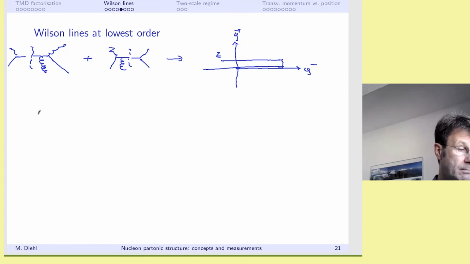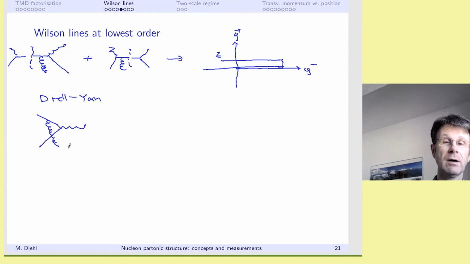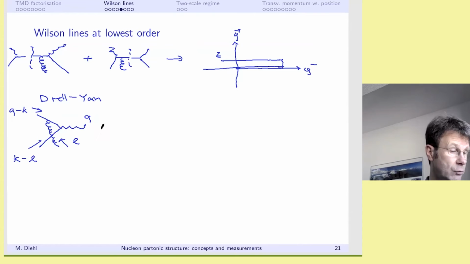What I will not show you, except very briefly, is what happens if you repeat the same thing for Drell-Yan. So this was for SIDIS, and the Wilson line points to plus infinity. It's not difficult to see how that calculation changes in the appropriate place for the Drell-Yan process. Here, this is one of the graphs you have to compute. So if this is again our incoming L, and this here is an incoming momentum, let's call it Q minus K, and that here would be K minus L. That is the assignment such that the photon momentum is indeed Q.